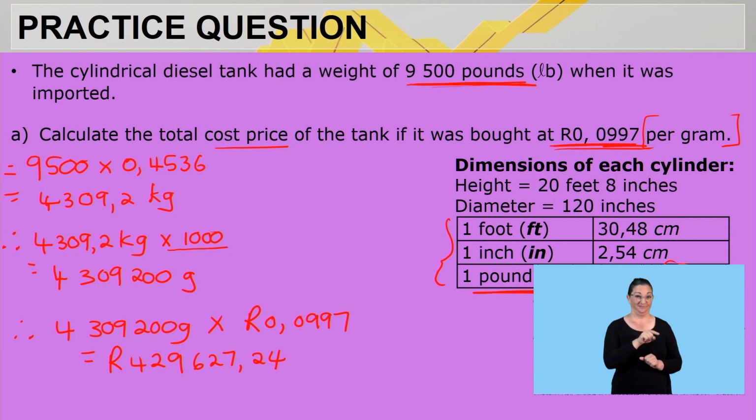I therefore took the 4,309,200 grams and multiplied by the cost per gram, 0,0997 rand, and that gave me an answer of 429,627 rand and 24 cents. Okay, let us now look at our next question.